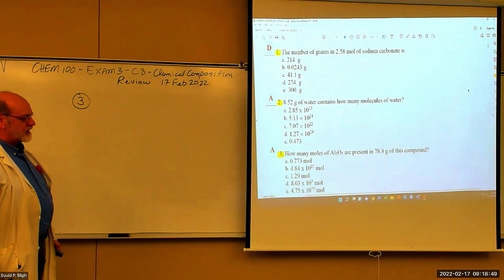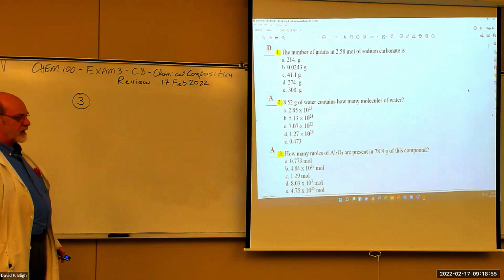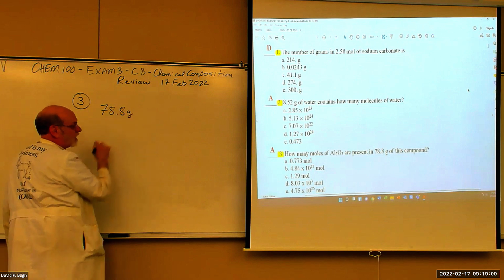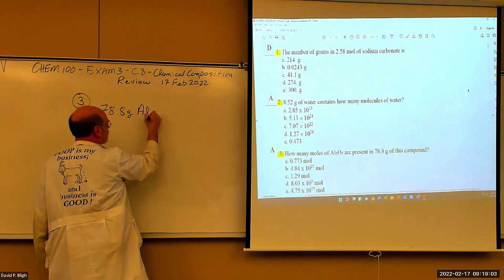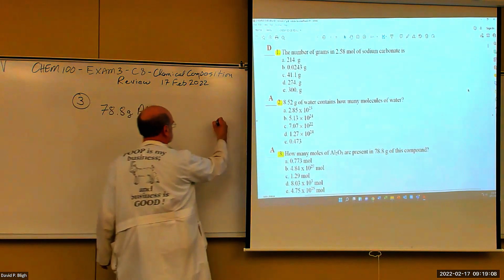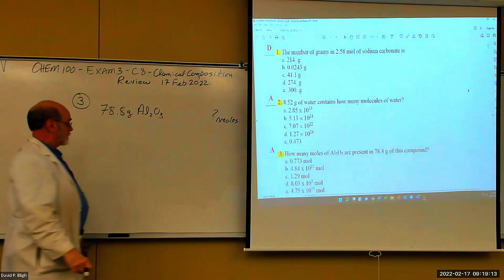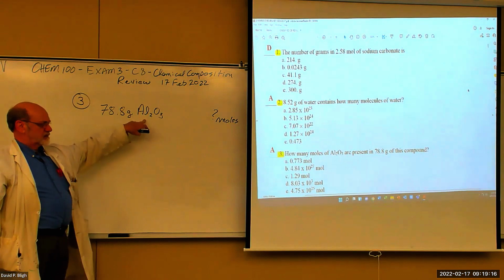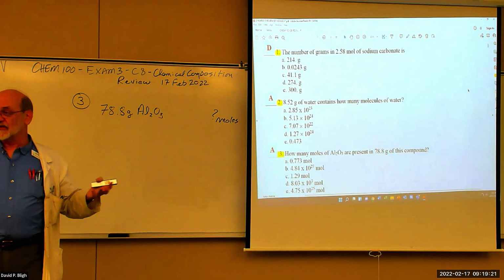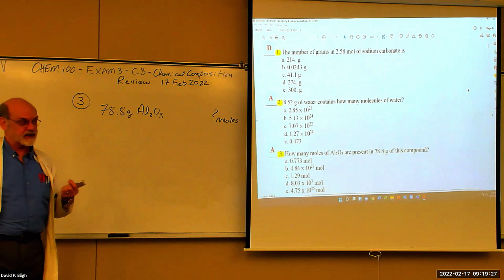Okay, how many moles of Al2O3, we're given that one, are present in 78.8 grams of the compound. So we're given 78.8 grams of Al2O3. And the question is, how many moles? Right. First of all, is that correct? Whoever creates these questions, they might be sneaky enough to put the wrong formula in there. Don't take them at their word.